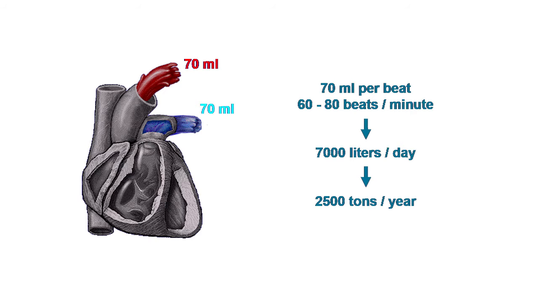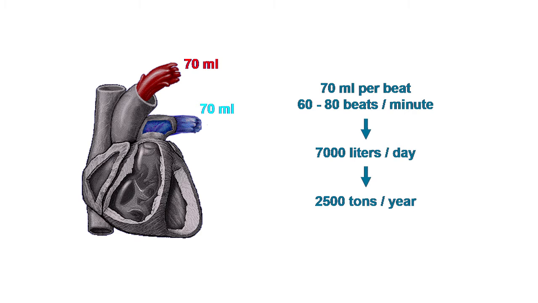So let's talk about myocardial mechanics. The heart is really a hard-working organ. It pumps per beat only 70 milliliters. That doesn't sound a lot. But when we sum it up over the day, we end up with 7,000 liters per day. And over a year, it becomes 2,500 tons.